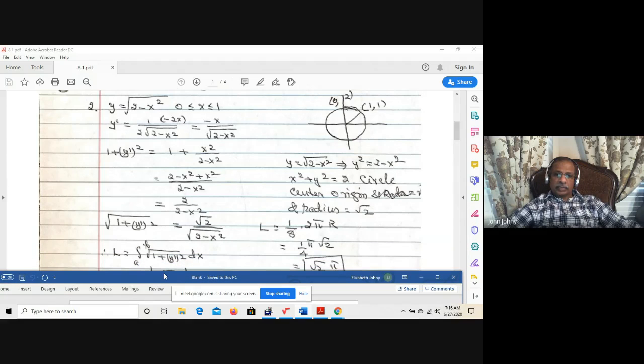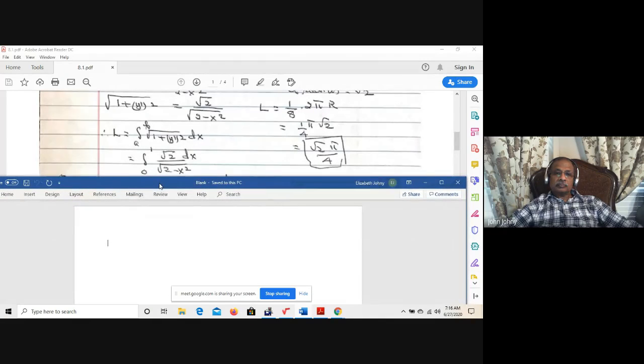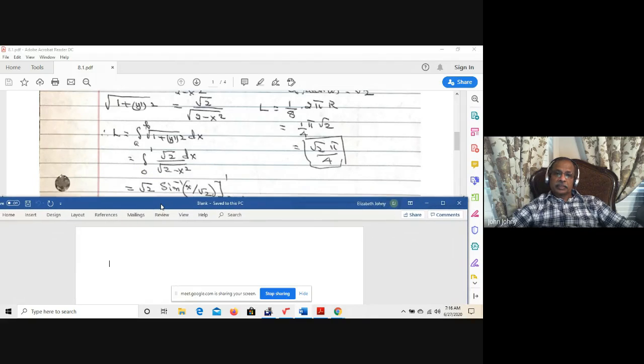So the arc length is equal to the integral from a to b of the square root of 1 plus y prime square dx. That's the formula. That is equal to the integral from 0 to 1 of square root of 2 dx divided by the square root of 2 minus x square, that is square root of 2 times sine inverse of x divided by square root of 2.